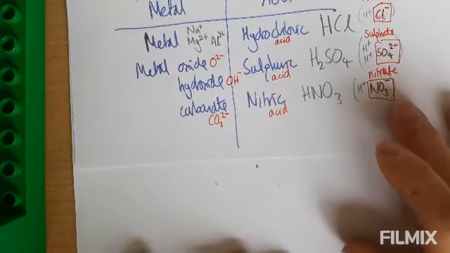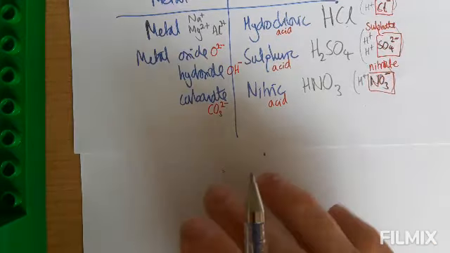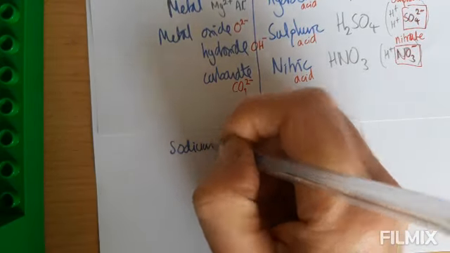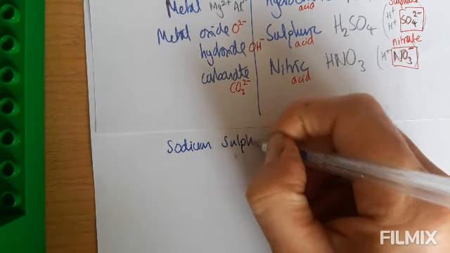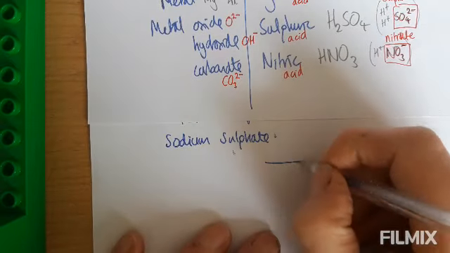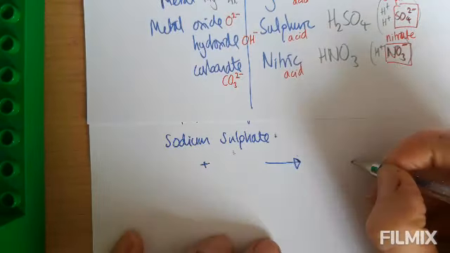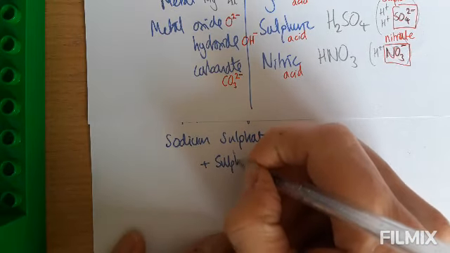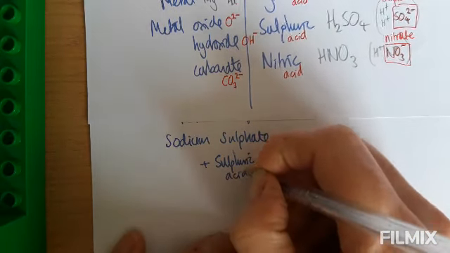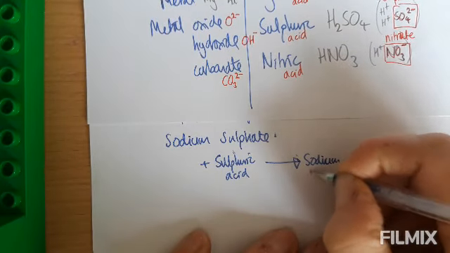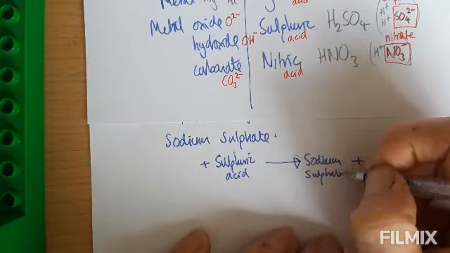Okay, so ring, ring, ring. Somebody wants you to make some sodium sulfate. All right. So first thing I'm going to do is write a word equation. Sodium sulfate. So that's sulfuric acid. They want me to make sodium sulfate, so I'm going to write sodium sulfate there as a product.